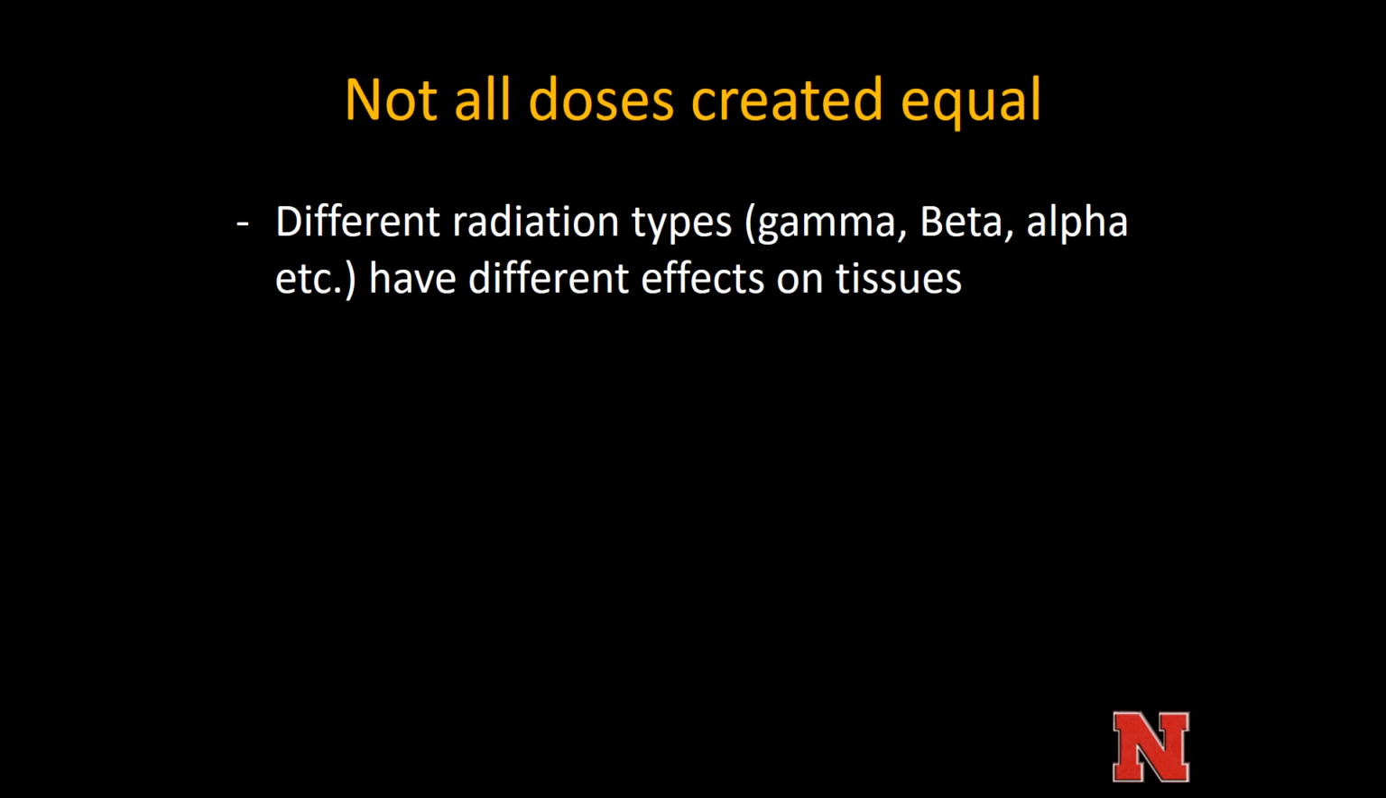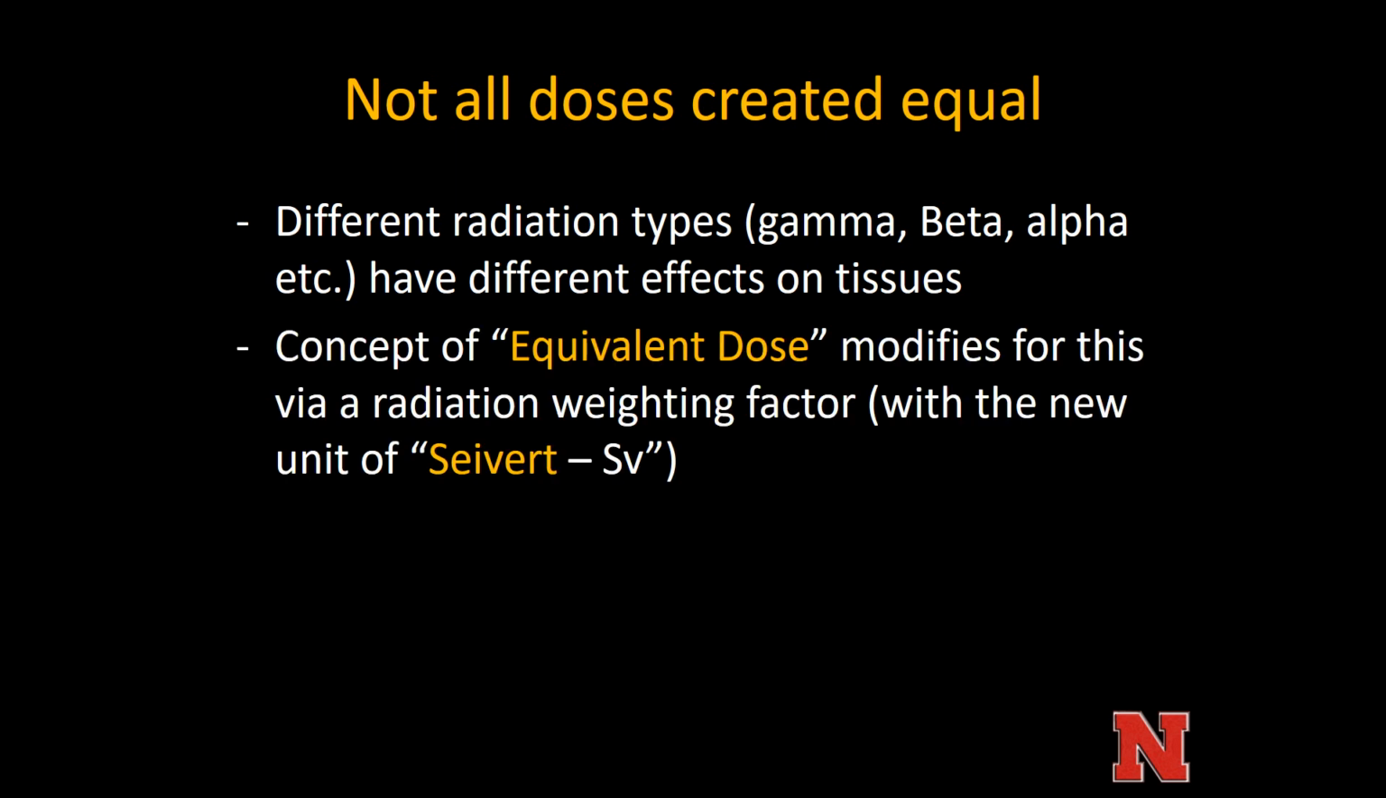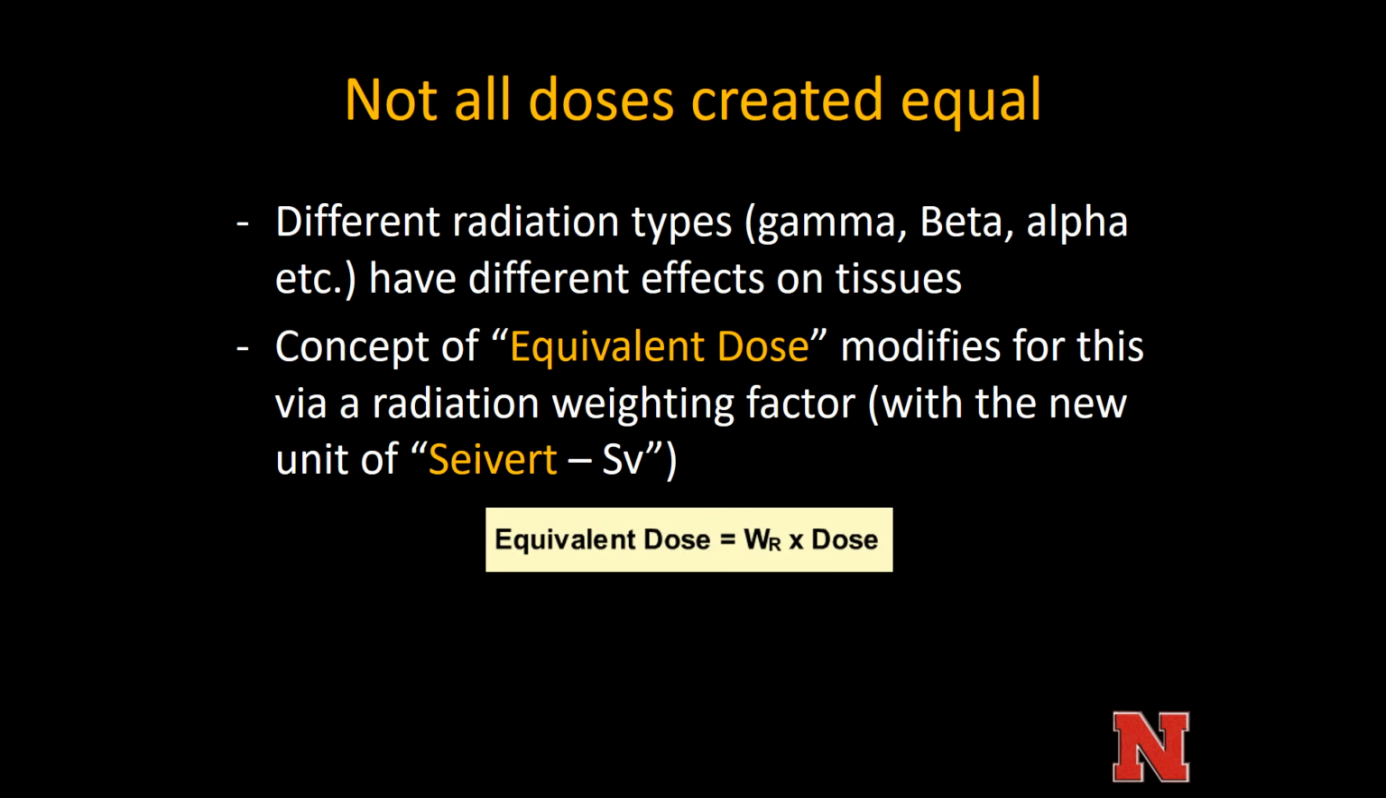Not all doses are created equal. Different radiation types like gamma, beta, alpha, etc. have different effects on tissues, and the concept of equivalent dose was made to account for that. So this modifies the given radiation exposure with a radiation weighting factor. The equivalent dose takes into account not just how much radiation there is in air, but also the type of it. And it introduces a new unit called the sievert. So equivalent dose equals the radiation dose times that radiation weighting factor.